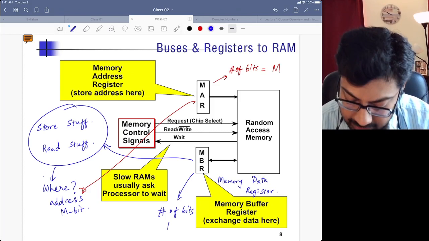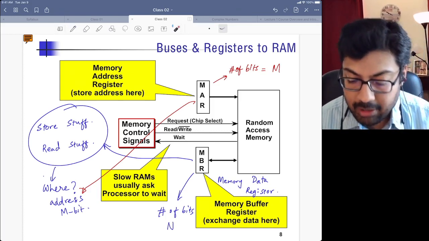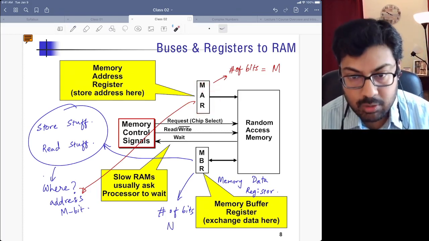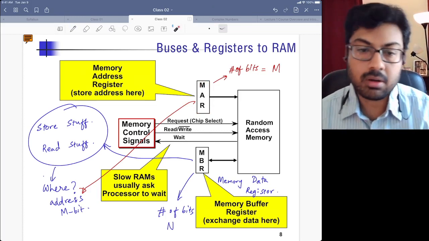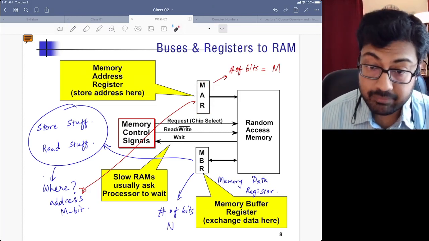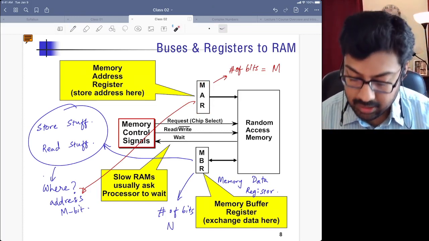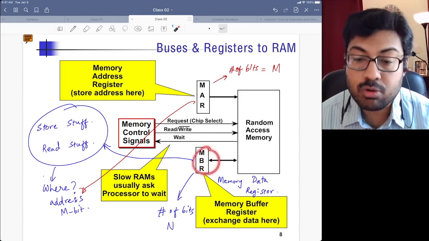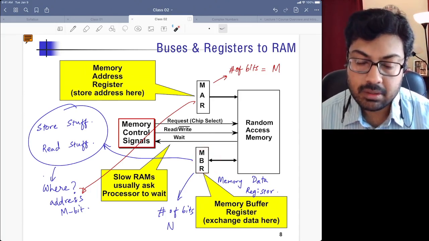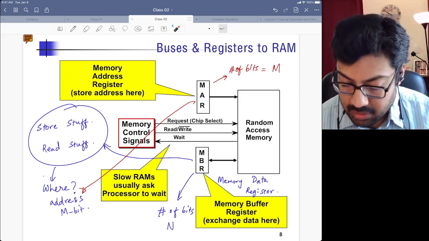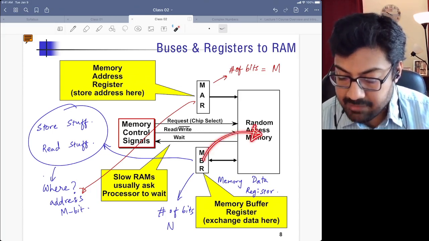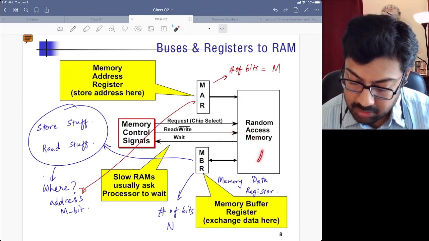N, exactly. So when you're talking about MAR, you're talking about an address where you want to read from or write to. Both of them. Both operations, address goes there. And both operations, data goes here in MBR. When you're storing stuff, data will go from here to here. And when you're reading stuff, data will go from here to here.